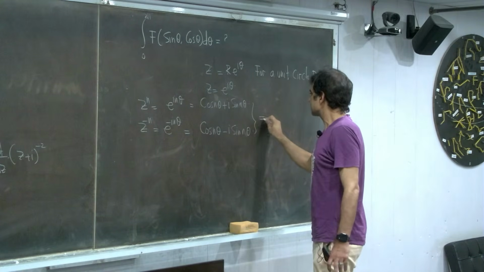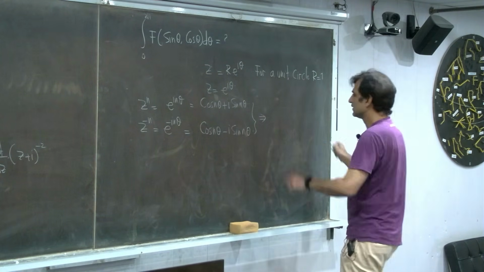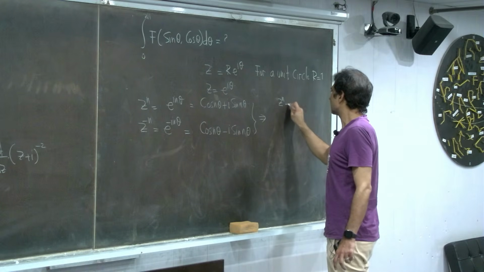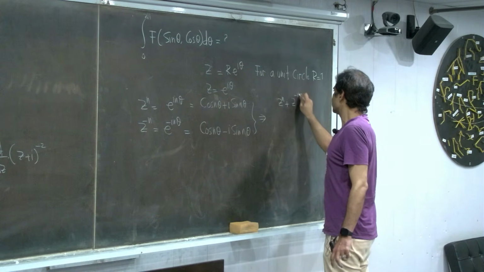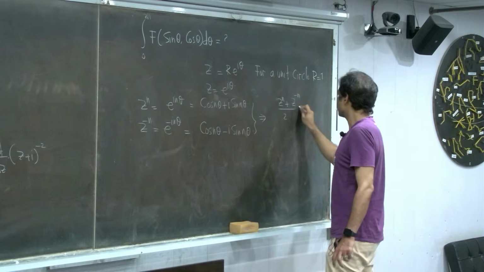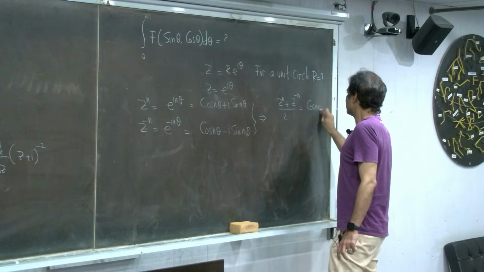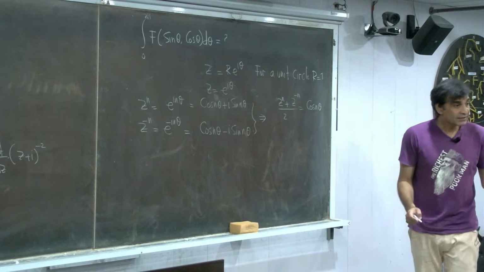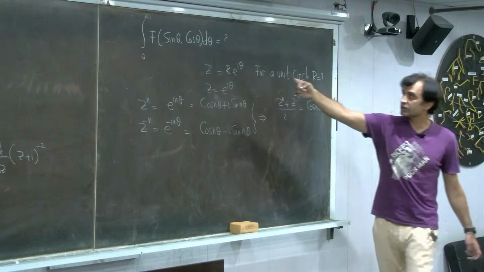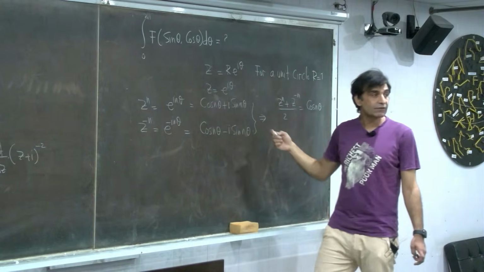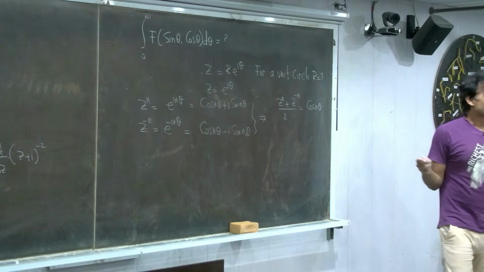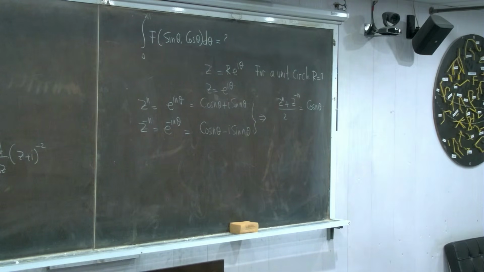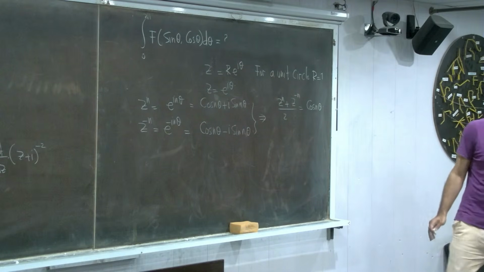So this implies that if you add the two equations, you have z to the power n plus z to the power minus n over 2 is cosine n theta. So you see, whenever you have these sine and cosine functions, you can write them in terms of the complex variable z. And once you have z, you know the Taylor and Laurent series, so you can calculate the residues from that.